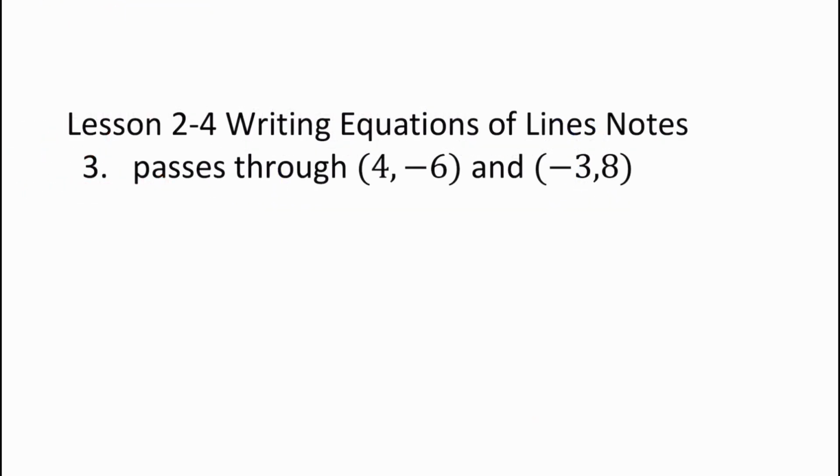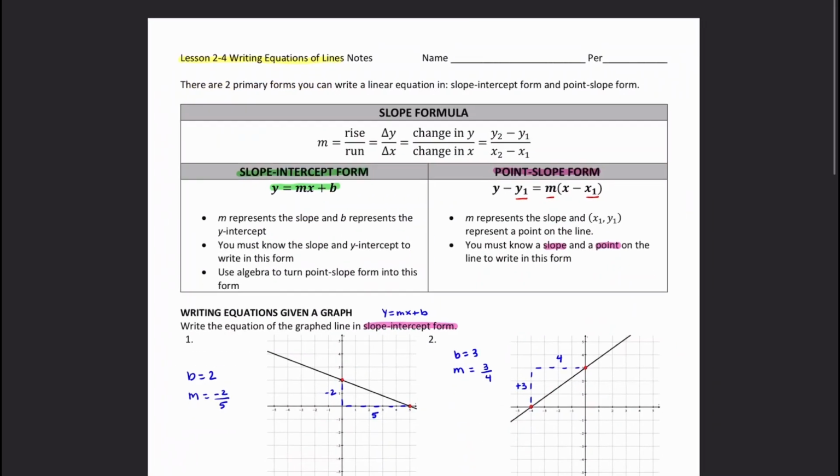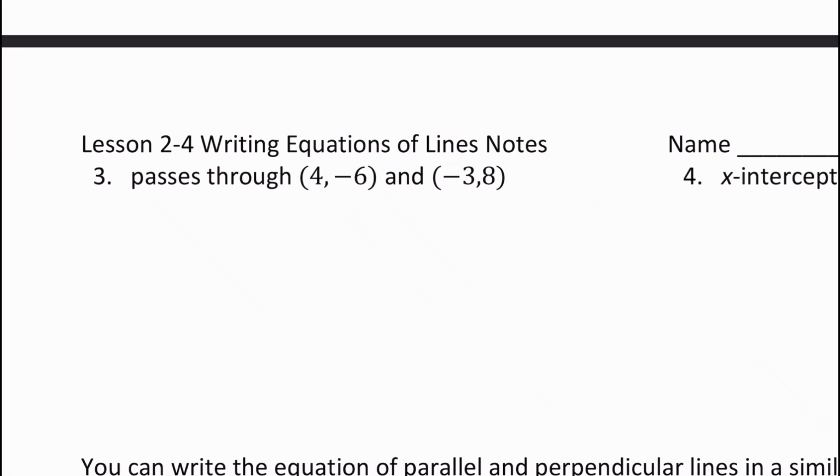Number 3, we have a line that passes through the points (4, -6) and (-3, 8). So what do we use here? Do we use slope-intercept form or point-slope form? Well, this one's a little tricky. We only have 2 points, but these 2 points are still part of this line, right? So what I can do here is use those 2 points and plug them into my slope formula. The slope formula is m equals y2 minus y1 over x2 minus x1.